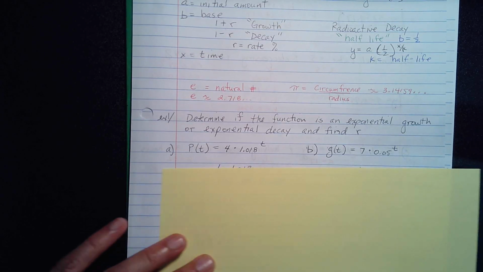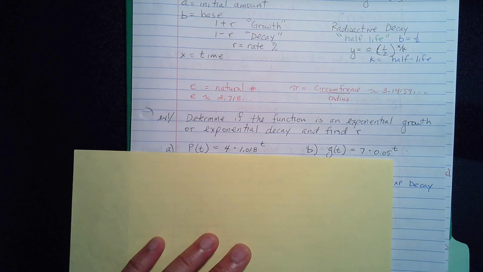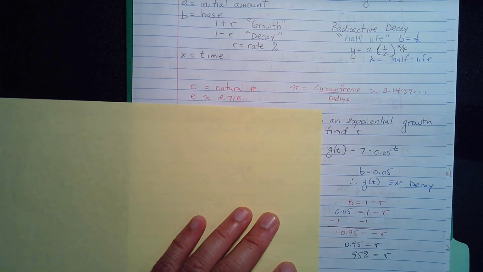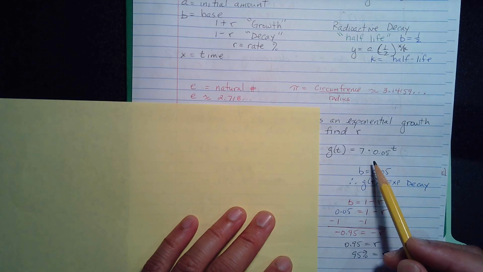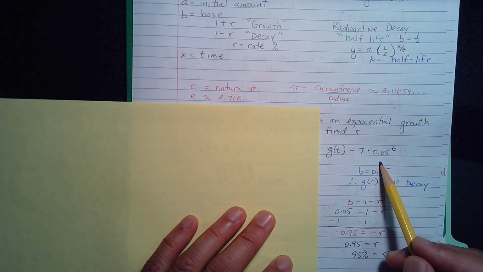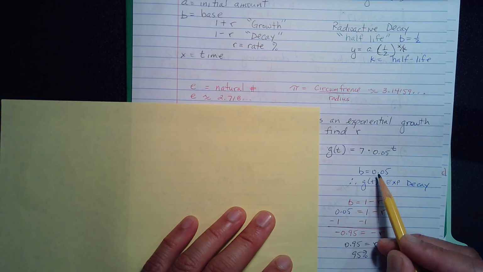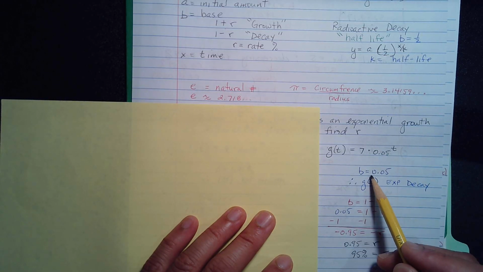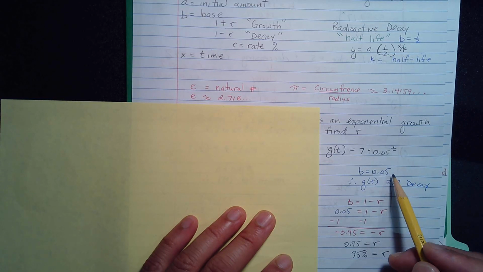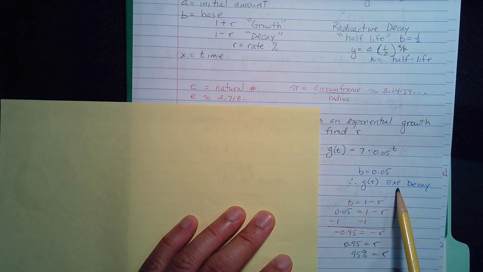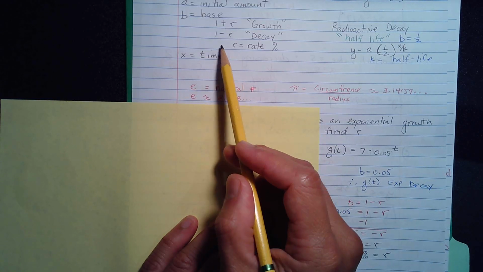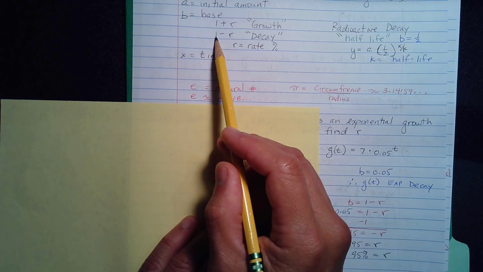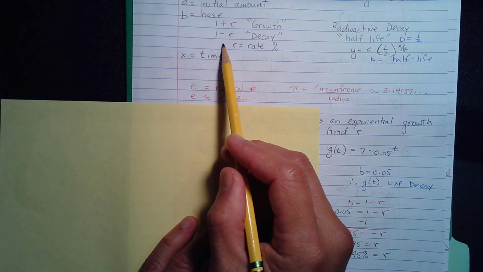All right, so now let's take a look at g of t. g of t is equal to 7 times 0.05 to the t power. Well, b is located underneath the exponent, that's your base. b is 0.05, so that means that this must be an exponential decay. Because again, b is less than 1, so it has to be decay if it's less than 1.